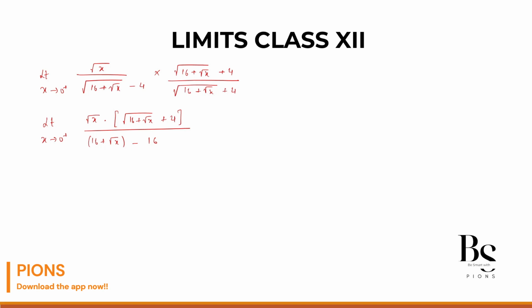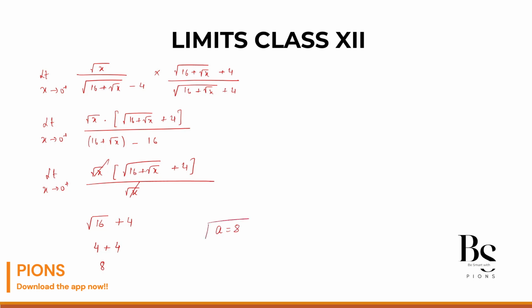So when you open it, 16 and minus 16 cancels, you are left with limit x tending to 0 root x into root under 16 plus root x plus 4 whole divided by root x. Let's cancel this root x with this root x and put the limits. It will be root under 16 plus 4, and root 16 is 4. So 4 plus 4 which is 8. Even the right hand limit is equal to the central limit, which is a equal to 8. Done.